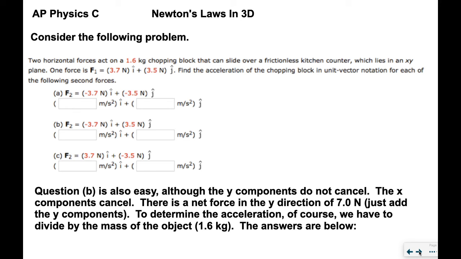Question B, again, the method is just as easy. The y components do not cancel in this case. We would have to add them up. So we do get a net force in the y direction. And that 7 newtons in the j direction is effectively the net force. To go from net force to acceleration, of course, we just have to divide the net force components by the mass of the object, and so on.